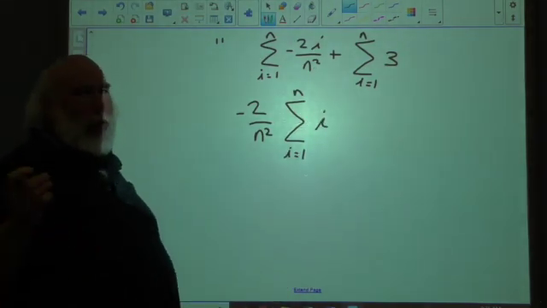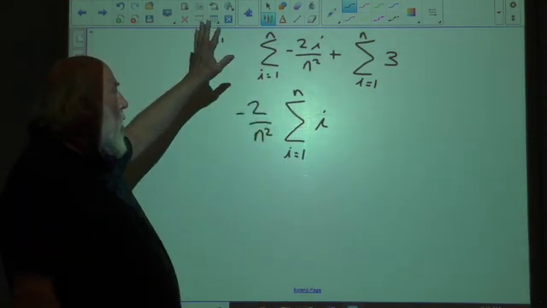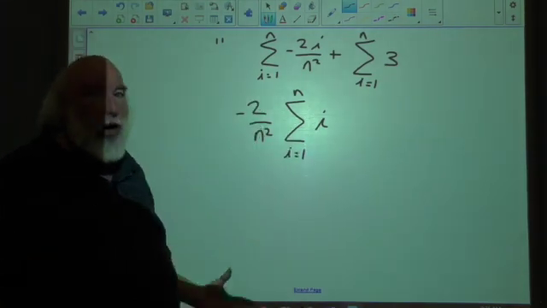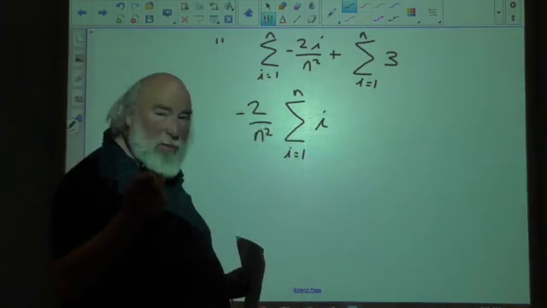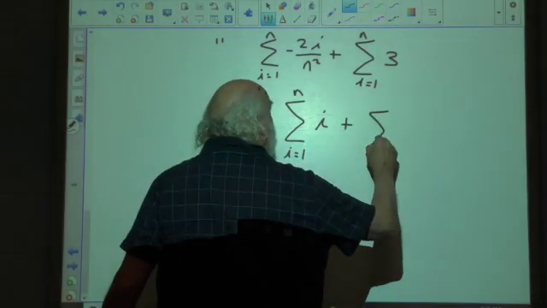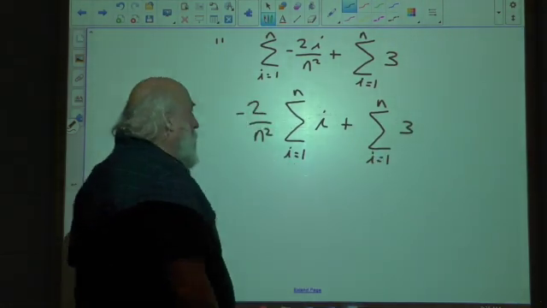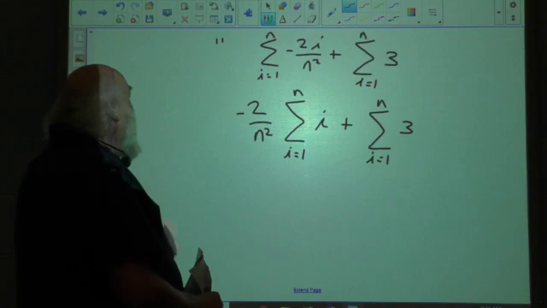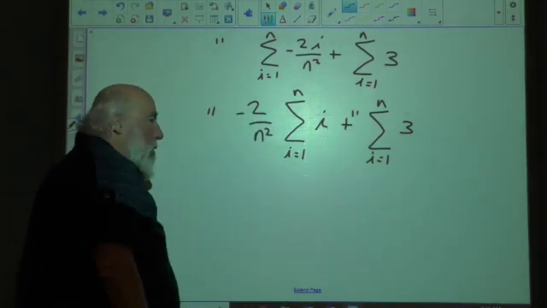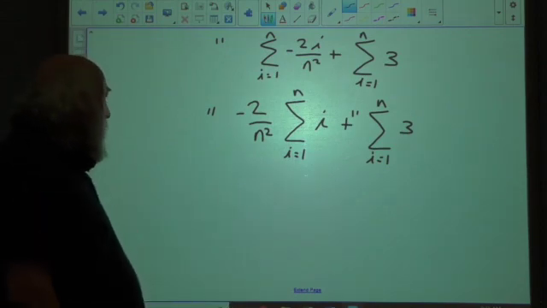And that's really our goal, is to get just i or i squared or i cubed or a number by itself so that we can use that chart on page 260. That's really important. Plus, and this is just the summation of i equals 1 to n of 3. Okay? Now, yes, we've got limits all over the place. There's a limit here, there's a limit here, and going to infinity is basically what we're looking at.